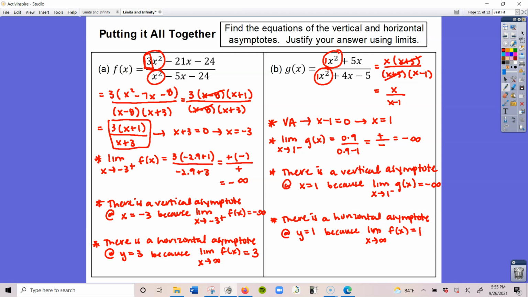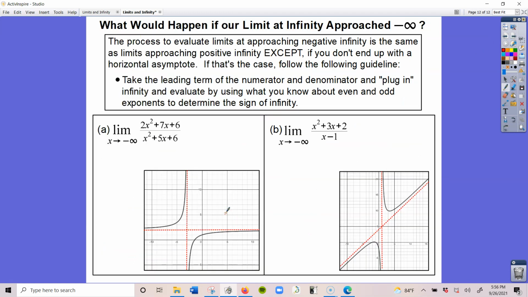Now the last thing we're going to look at is what if our limits are approaching negative infinity of these rational functions. Now what we would do here is the exact same thing as x approaching positive infinity. The only time that you ever have to worry about the limit as x is approaching negative infinity is if you end up with a case that there is no horizontal asymptote. And if that's the case, we need to figure out our answer, whether it is positive infinity or negative infinity. So I have the graphs here for these examples so that you can compare your answer.